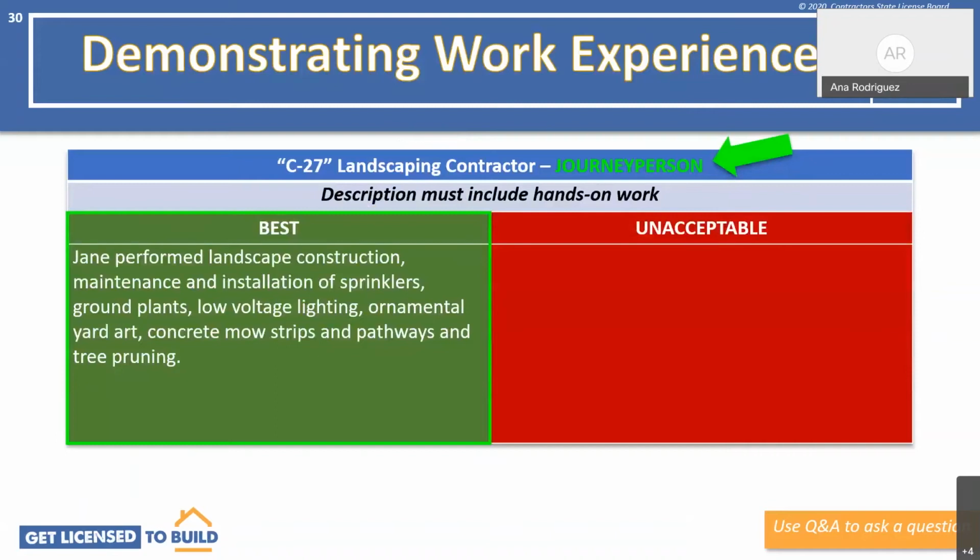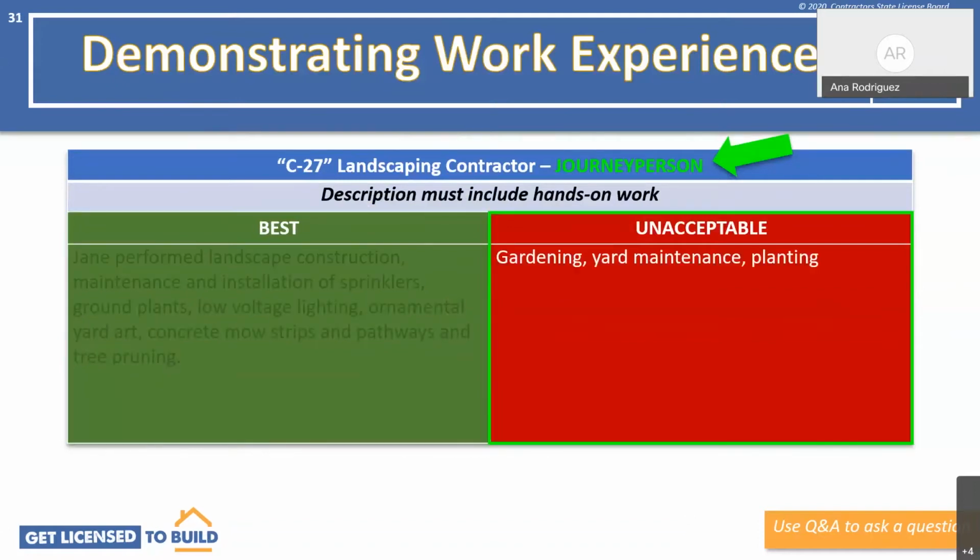Our next example is for a C27 landscaping contractor. First, for experience at the journeyman level. The best type of description your certifier would use would be: Jane performed landscape construction, maintenance and installation of sprinklers, ground plants, low voltage lighting, ornamental yard art, concrete and mow strips, and pathways, and tree pruning. An unacceptable explanation would be gardening, yard maintenance, planting.